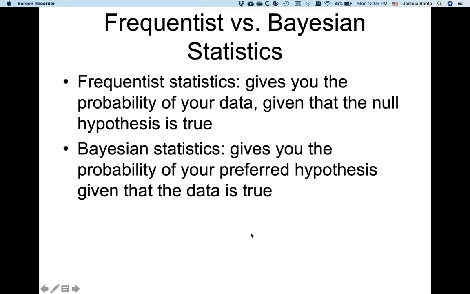This lecture continues from the previous one where I talked about frequentist statistics to contrast it with Bayesian statistics. See the other video first to learn about frequentist statistics. Frequentist statistics gives you the probability of your data given that the null hypothesis is true, as I went over in the last video. Bayesian statistics, on the other hand, gives you the probability of your preferred hypothesis being true, given the data that you obtained, the results that you obtained.